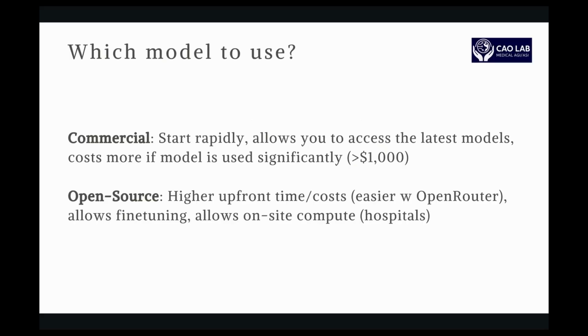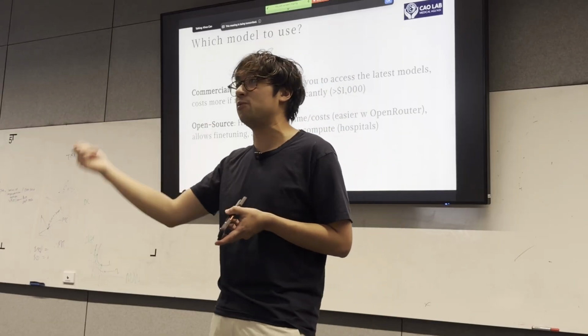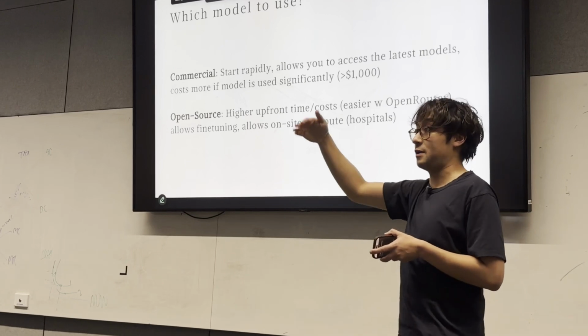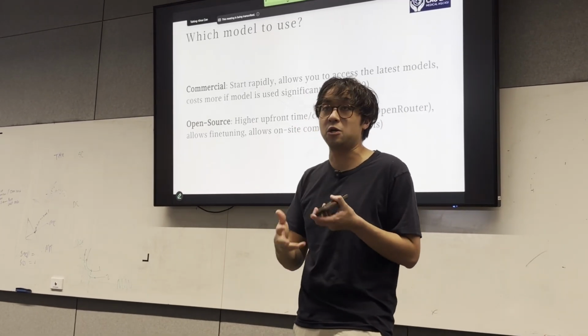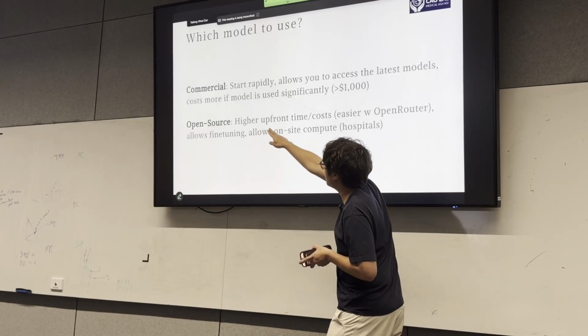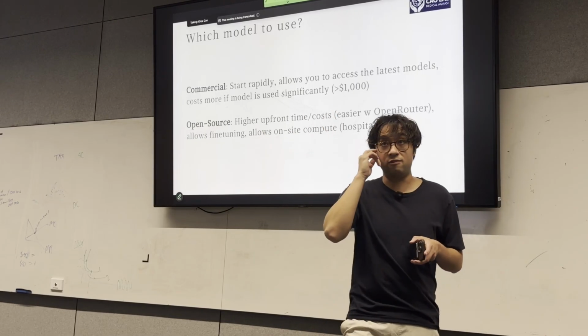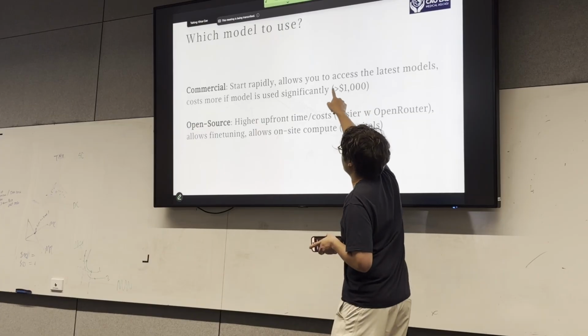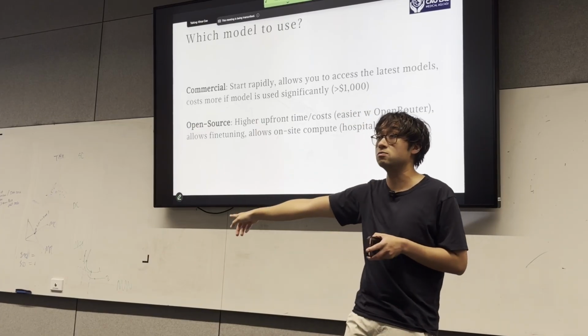Now, which kind of model do you want to use? This is always shifting. The advice I gave for this last year would be different to now. But for commercial models, you want to use a commercial model if you want to start a project very rapidly. It's very easy to connect to OpenAI or Claude. It allows you access to the latest models, so you do end up having the best models, but usually only by a few weeks these days. And the downside is that it costs more if the model is used significantly. In our lab, a general rule of thumb that I have is that if we're planning to use more than $1,000 of compute, we should be switching to an open source model.